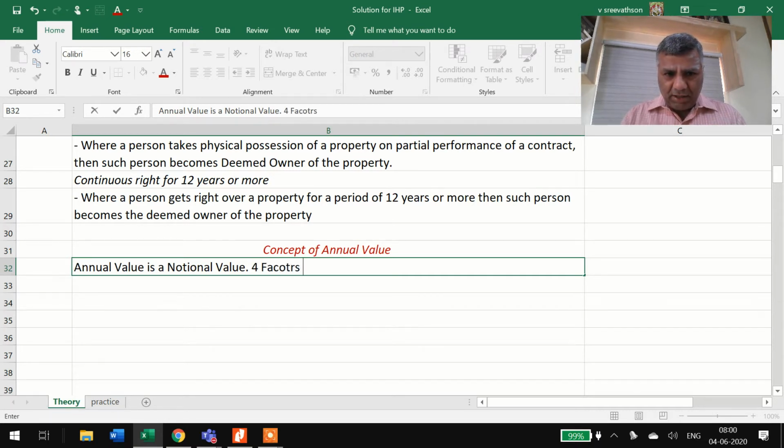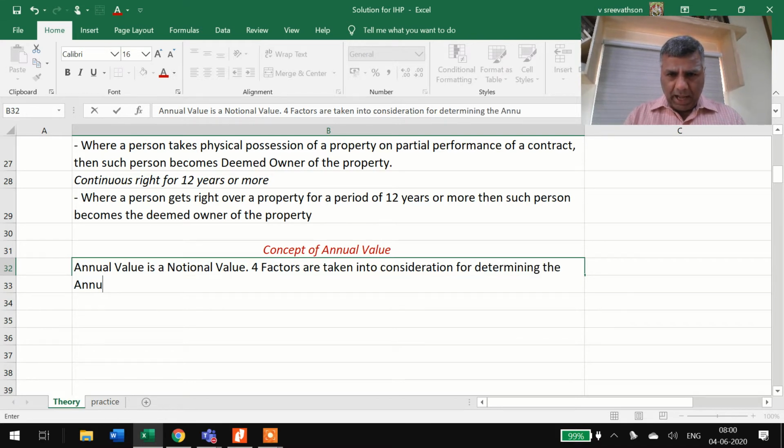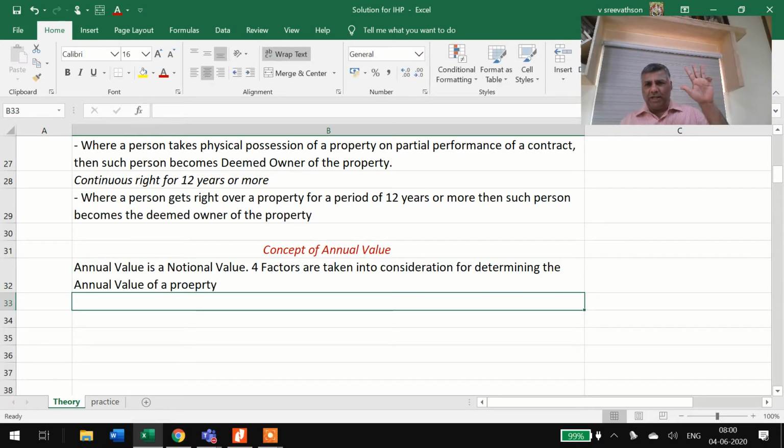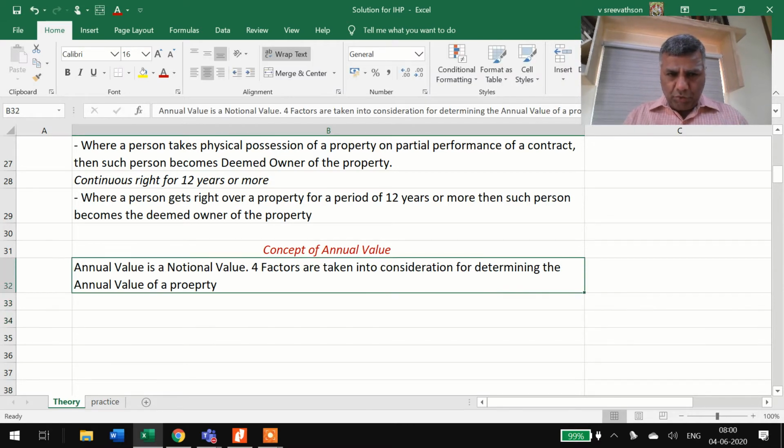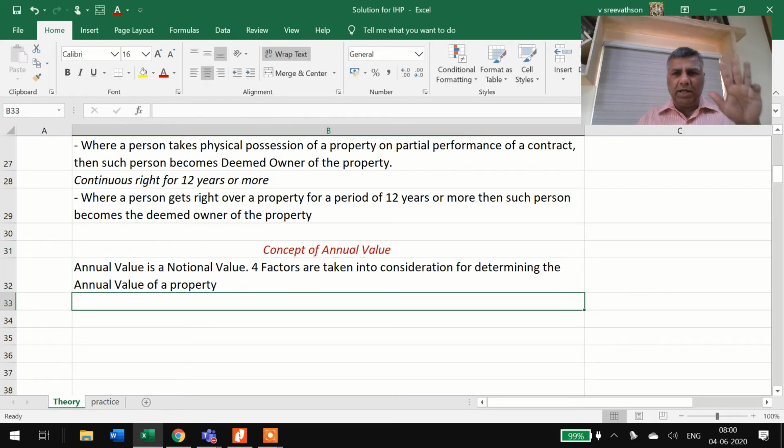4 factors are taken into consideration for determining the annual value of a property, my dear friends.